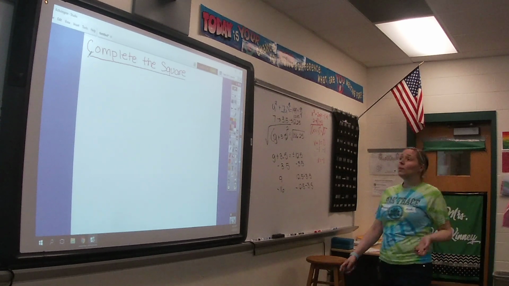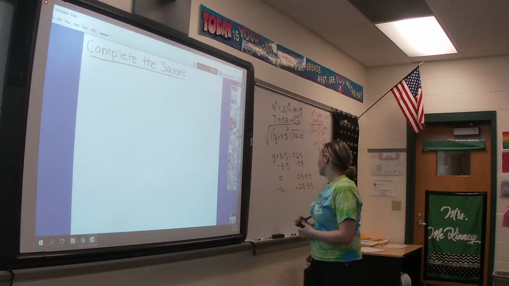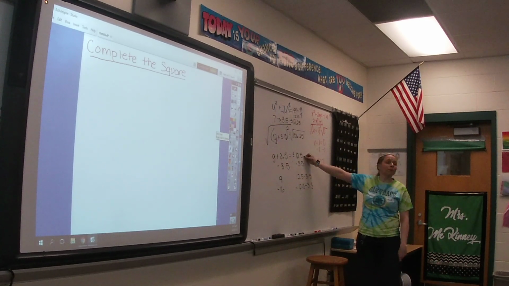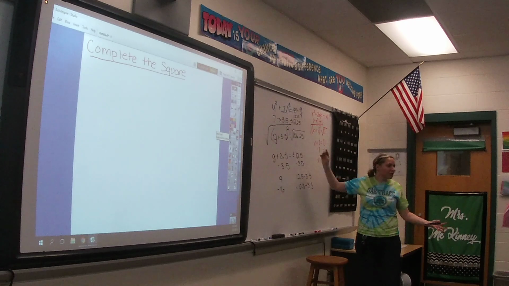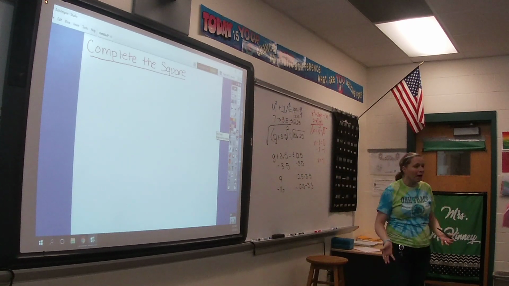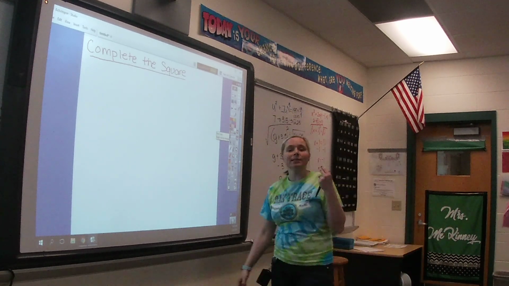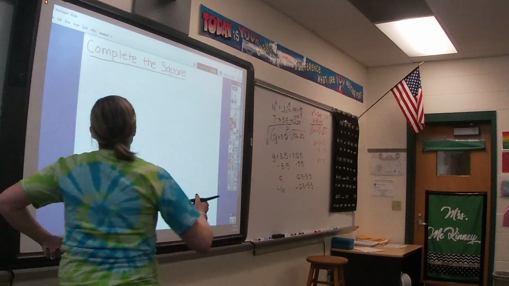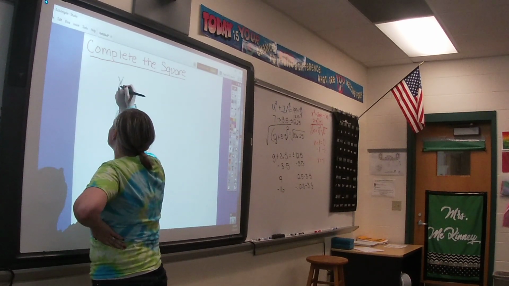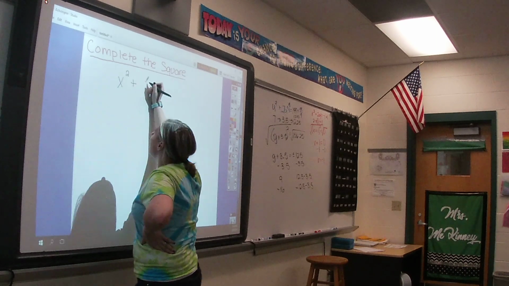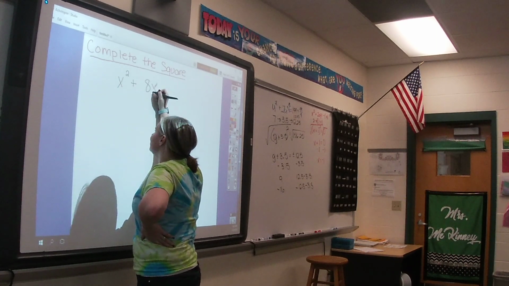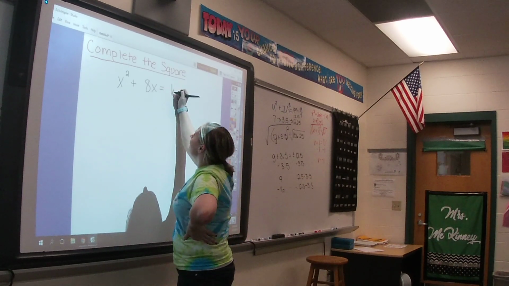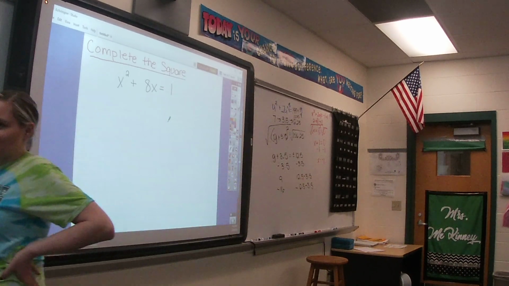So today when we're looking at completing the square, we're not going to get to the spot where we have this nice, neat, perfect square that we can just type into our calculator and get a number out of. Instead, we're going to get something weird. So for example, let's say we have x squared plus 8x equals 1.